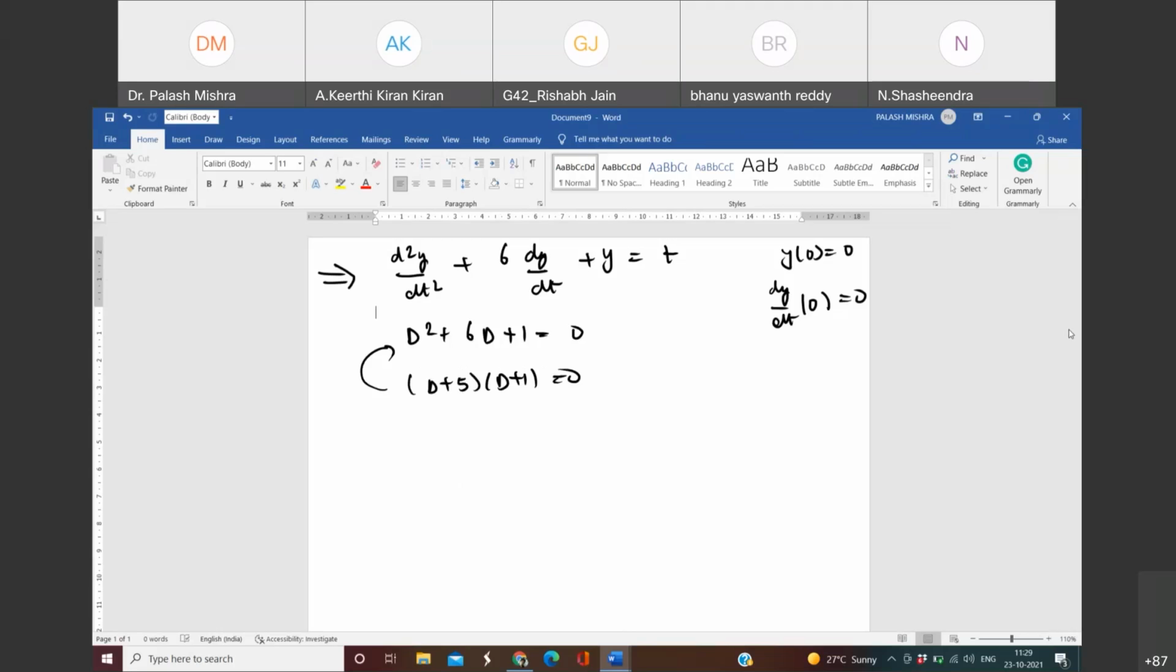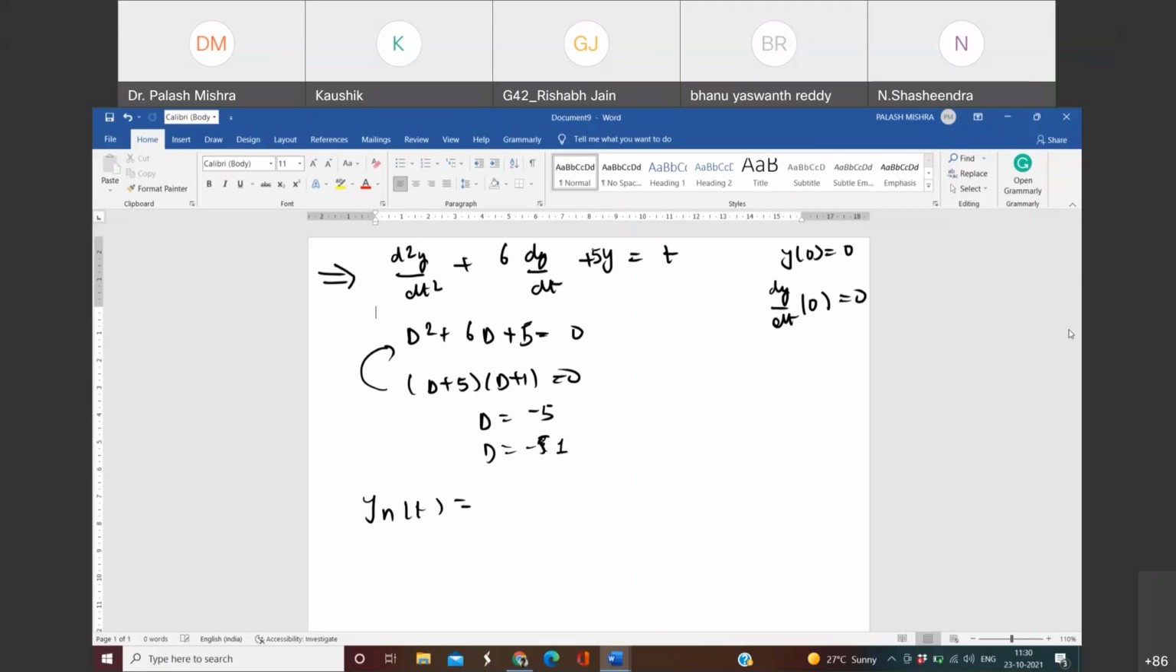That is, D squared plus 6D plus 5 equals 0. Constant should be 5. Yes, it is 5y, I'm sorry. This was 5y. Okay. So here the two roots will be coming: D equals minus 5 and D equals minus 1. So can someone tell me the natural response of this system?